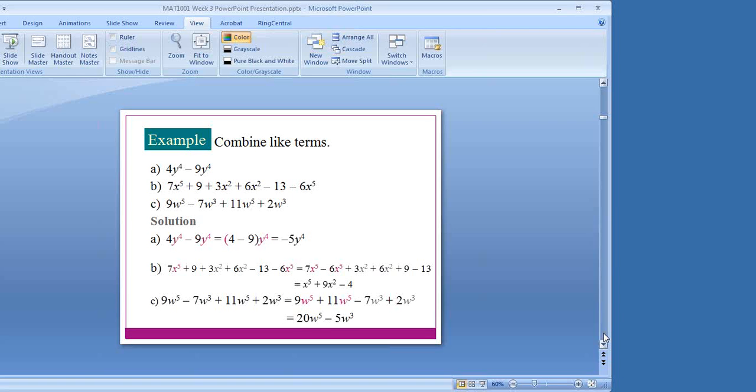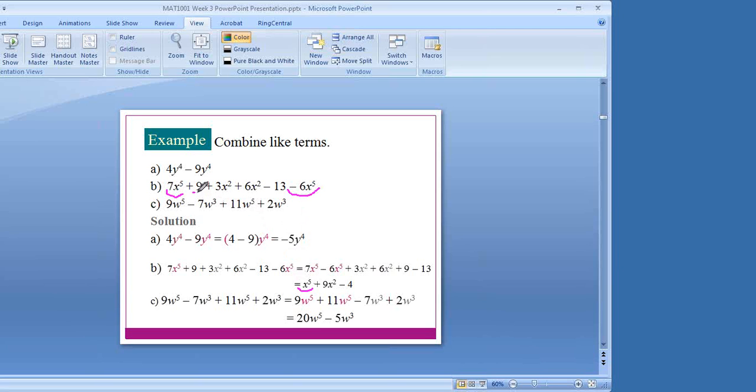For example, B. All right, so B is kind of a vision test, isn't it? I mark these up when I'm doing them. So what you see me doing here is what I really do. I'm looking for all the x to the 5th terms. We've got those two, so I can combine those two. 7 minus 6 is 1. Do you see any other x to the 5th terms? I'm looking. Nope. So x to the 5th is that.